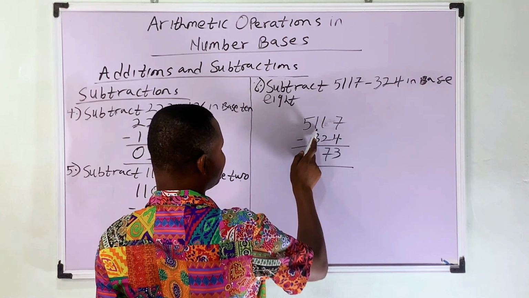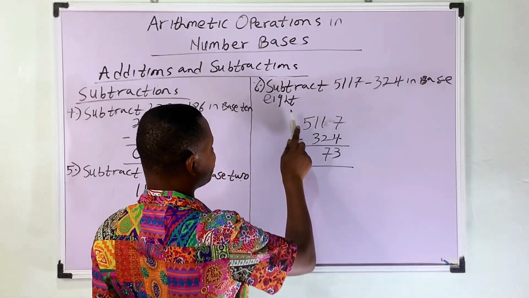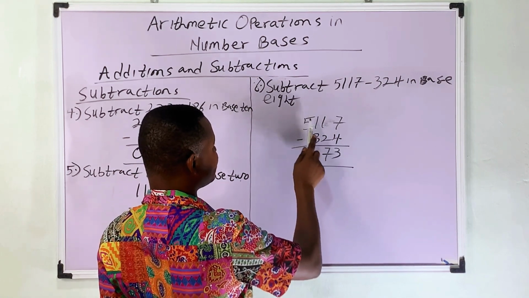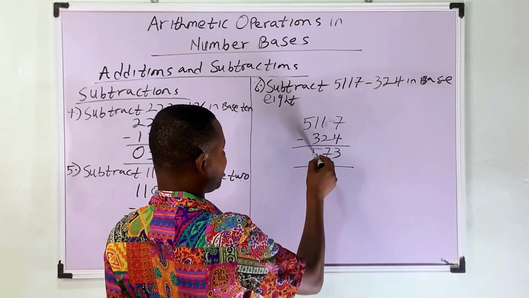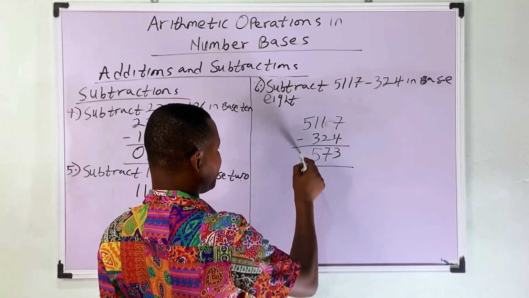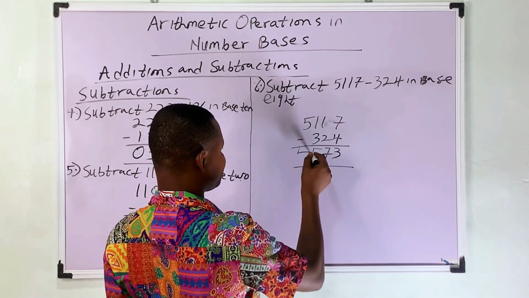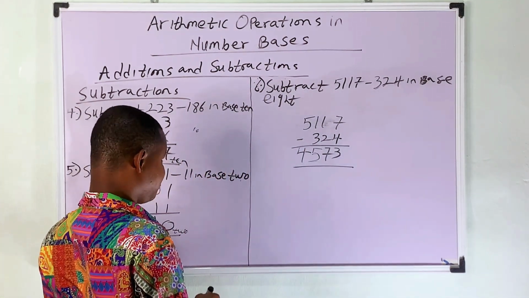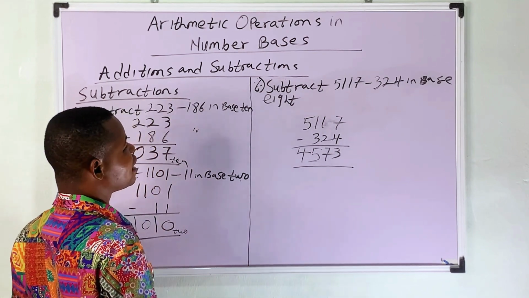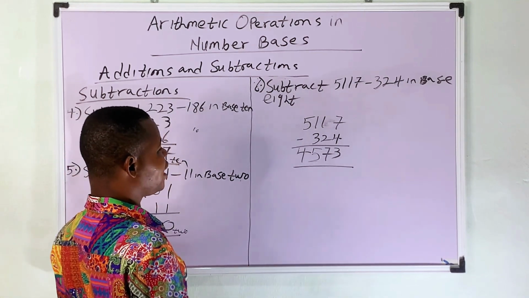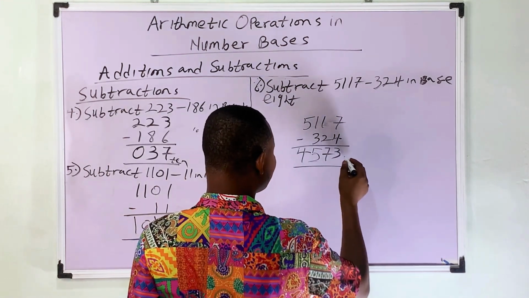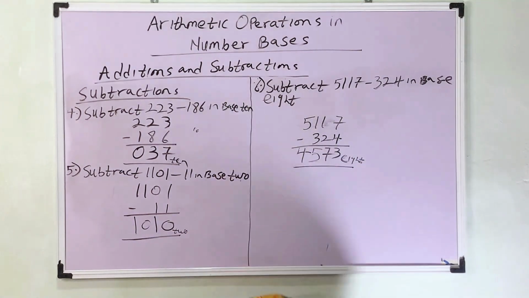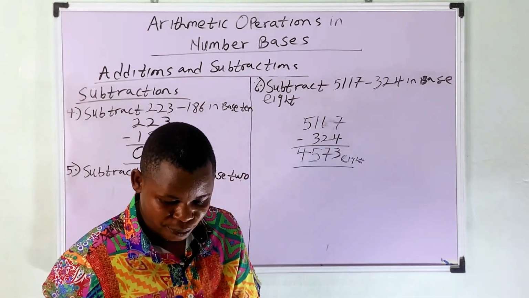We have 0 left here. We borrow 1 here, we turn it to 8. Add it to 0 that is left here, that is 8. 8 minus 3 will give us 5. And we are left with 4 here. That means 5117 minus 324 in base 8 will give us 4573 in base 8. It is as simple as this.